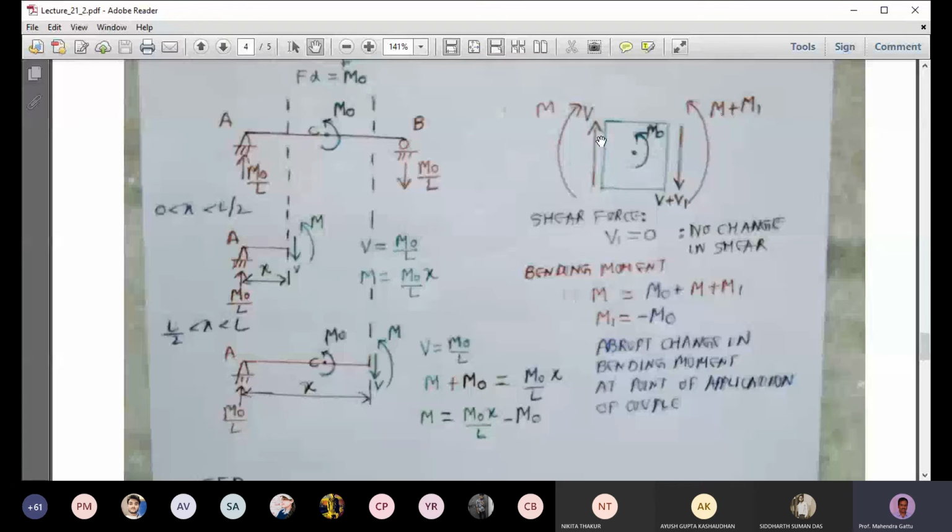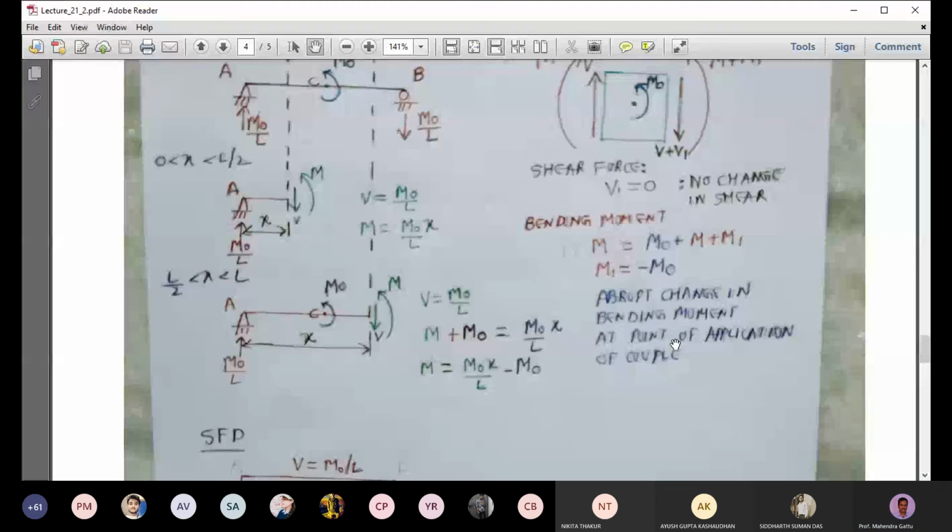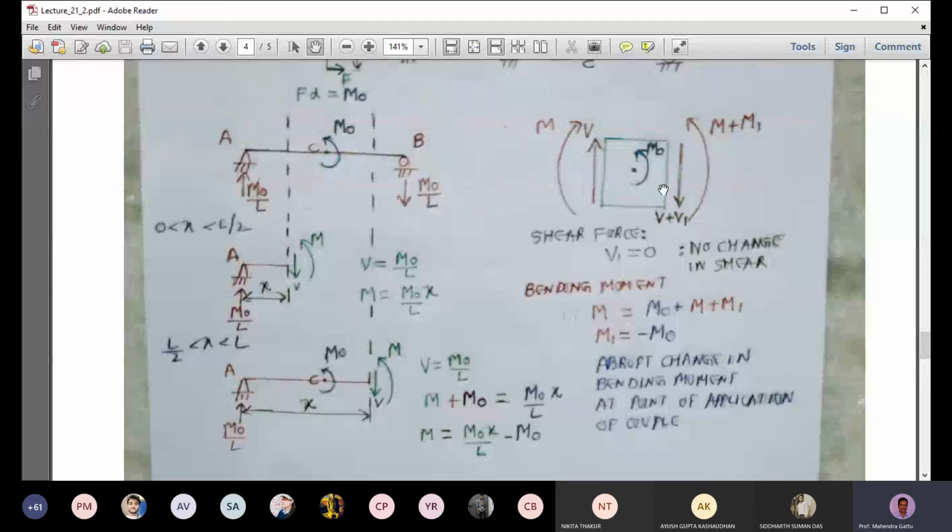That means if you go from the section just to the left of the couple to the section just to the right of the couple, there is a sudden change in the bending moment. So it will be M, and here it will be M minus M0. So there is an abrupt change in bending moment at the point of application of the couple, a reduction in bending moment by an amount of M0.